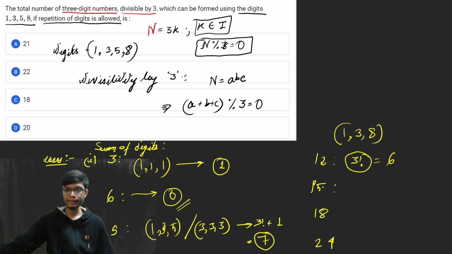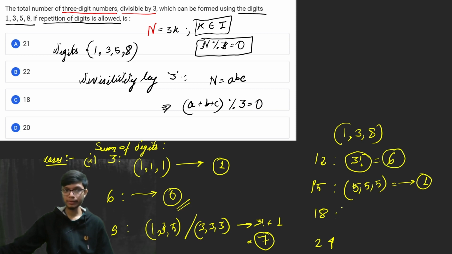Similarly, let us look at when the sum of the digits is equal to 15. If you repeat 5 three times, you get the sum as 15. Otherwise you cannot get it. So the 15 case corresponds to only one case. The previous one corresponds to 6 cases.